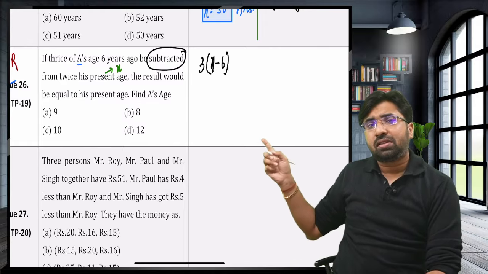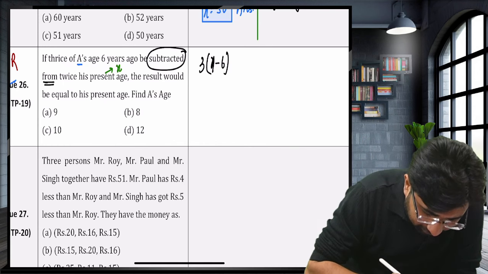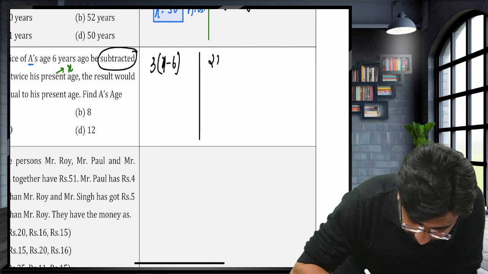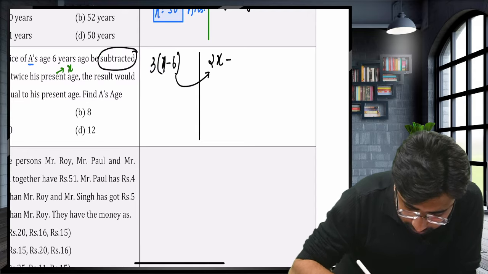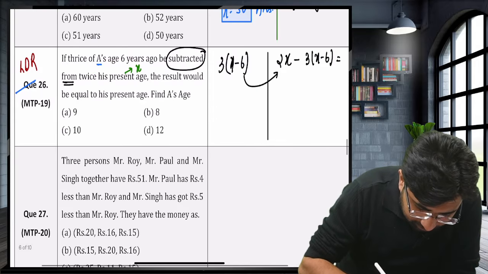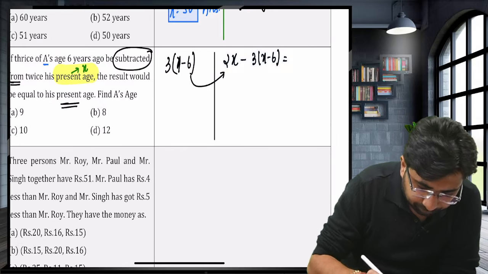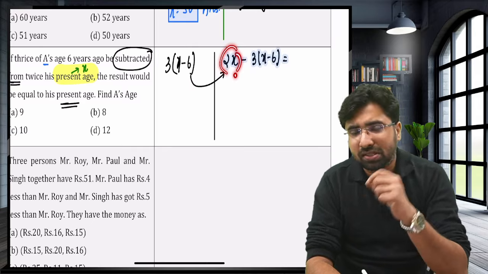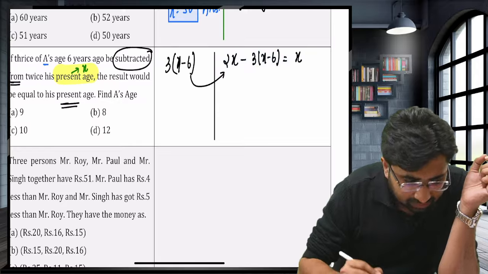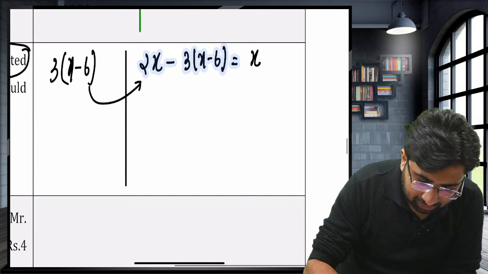If this is subtracted from twice the present age, then this is equals to his present age. I have assumed the present age of that person to be x. If you subtract this from twice the present age, you will get the present age. What is the present age? Present age is x. Now, let's open the bracket and get the value of x.